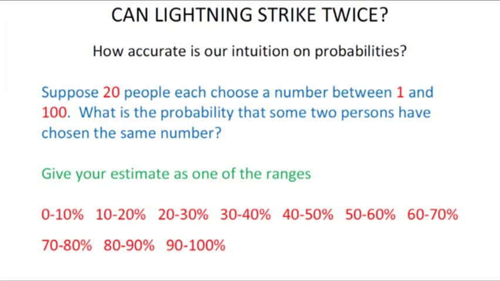Well, let's move on to probabilities of coincidence. So let's ask, can lightning strike twice? I'm going to carry out a little experiment. I'm going to ask 20 people, each to choose a number between 1 and 100. And then what I want you all to do is try and estimate what is the probability that some two of those 20 people have chosen the same number.